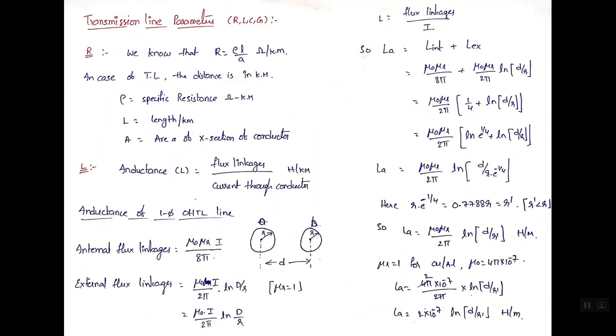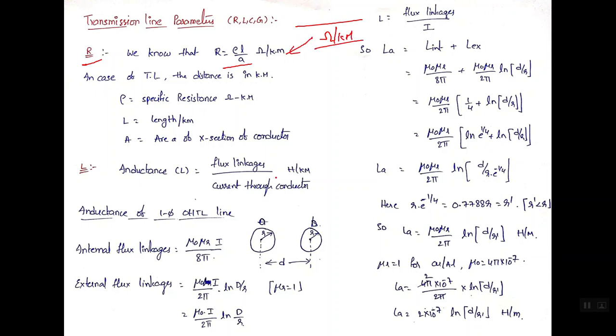And transmission line parameters, these are very important. Transmission line parameters, that is R, L, C. We know that R is nothing but rho L by A. Here we have to consider the total length, so the units are ohm per kilometer.